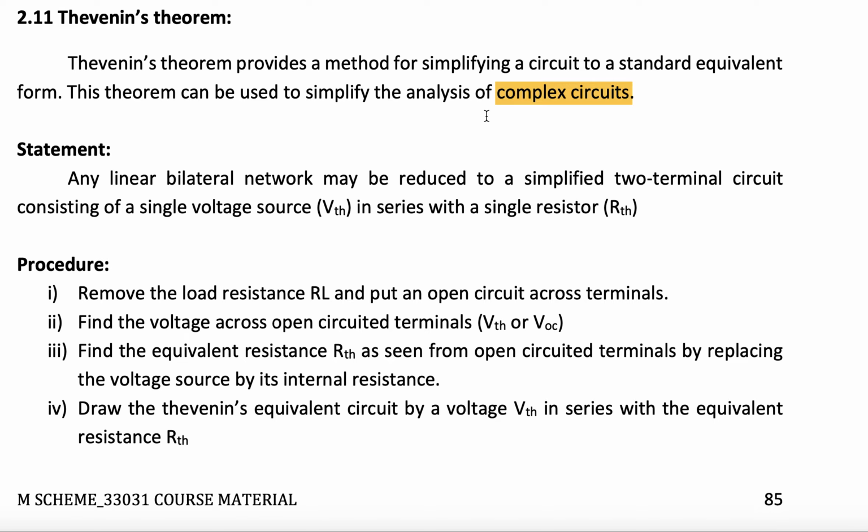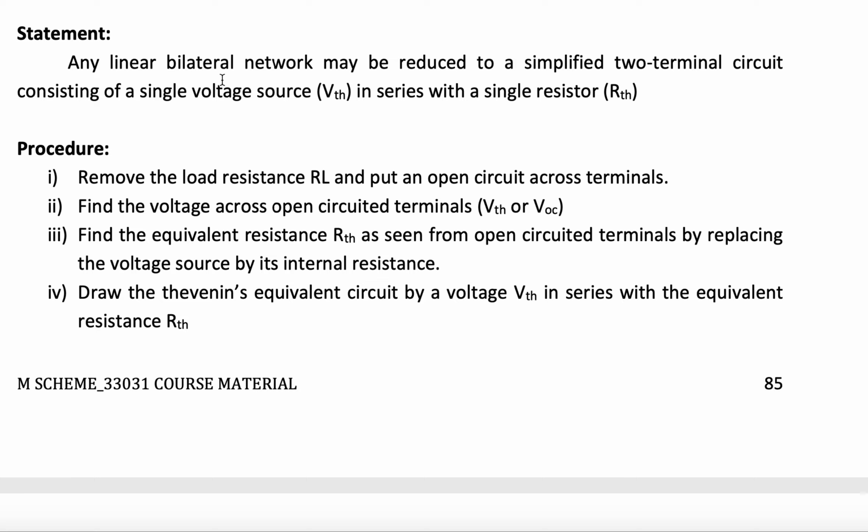It is actually giving an equivalent of the circuit in a certain sense. Where you can apply this: any linear bilateral network can be reduced to a simple two-terminal equivalent circuit consisting of a voltage source in series with a single resistor. Okay, so what is the procedure?